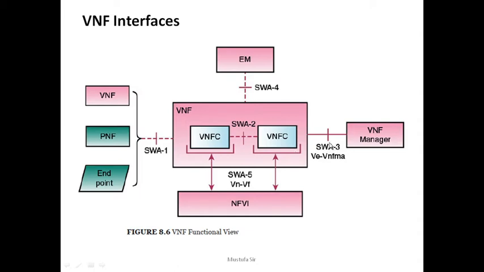Then we have got SWA 4. This is the interface for the runtime management of the VNF by the element manager. Every VNF has got an element manager to manage it, so this particular interface is for the element manager. And we have got SWA 5, which is to interact with the NFVI, the network function virtualization infrastructure we saw before. So we have got 5 interfaces in the VNF interfaces, SWA 1 to 5.